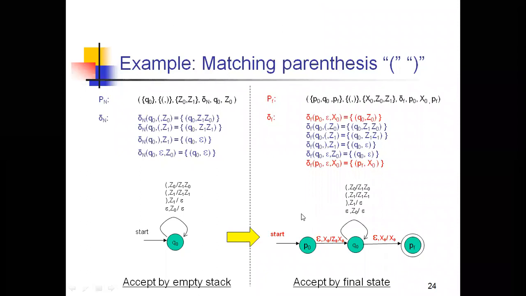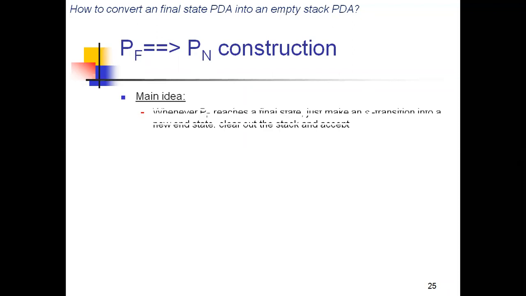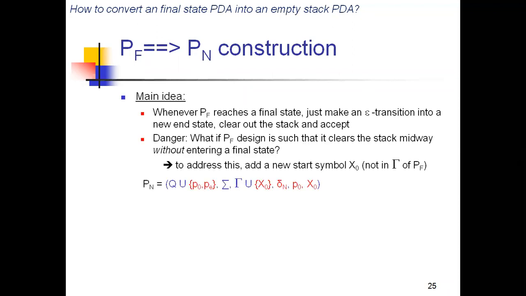Then let's see the vice versa conversion, from final to empty stack. Up to now, I showed you how to convert an empty stack PDA to a final state PDA, right? Now we're going to convert a final state PDA to an empty stack PDA, and this is a construction procedure. Here also we have an idea for constructing an empty stack PDA from a final state PDA.